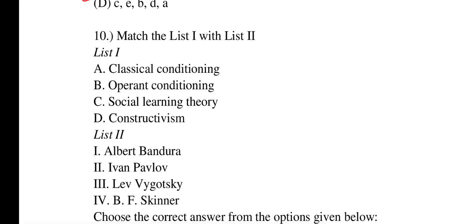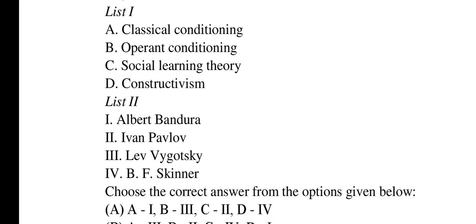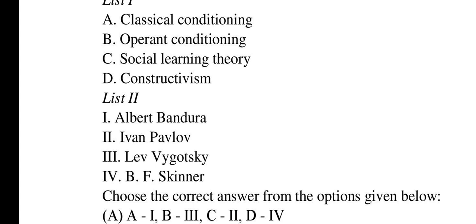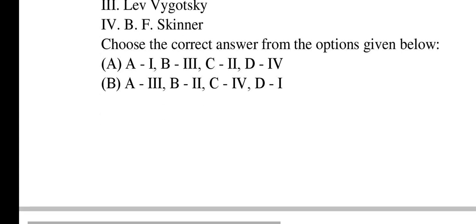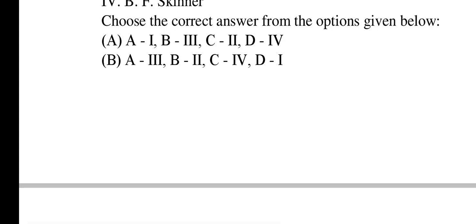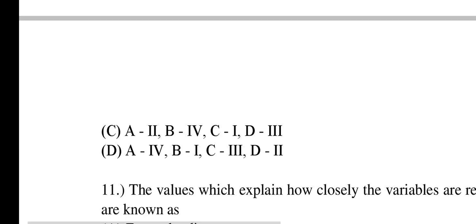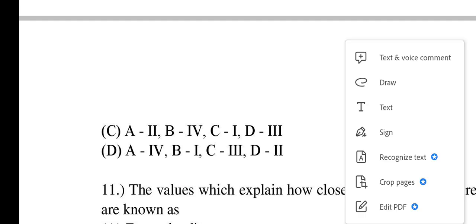Match, number 10 question, match list 1 with list 2. In list 1 we have A, classical conditioning. B, operant conditioning. C, social learning theory. D, constructivism. List 2 says 1, Albert Bandura. 2, Ivan Pavlov. 3, Lev Vygotsky. This is how I pronounce, I might be wrong. 4, B.F. Skinner. Choose the correct answer from the options given below. A1, B3, C2, D4. A3, B2, C4, D1. Then A2, B4, C1, D3. A4, B1, C3, D2. Number 10, number C will be correct. A2, B4, C1, D3.